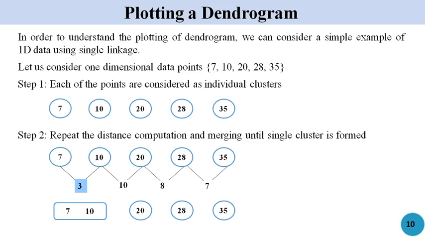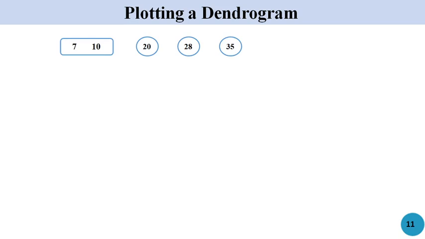Now I repeat the same process until I get a single cluster out of it. So now the computing of distance between 28 and 35 is very easy, because I can directly subtract the data points to get the distance between them. But how am I going to calculate the distance between this cluster with 2 points and this cluster with 1 point? So here comes the linkage criteria.